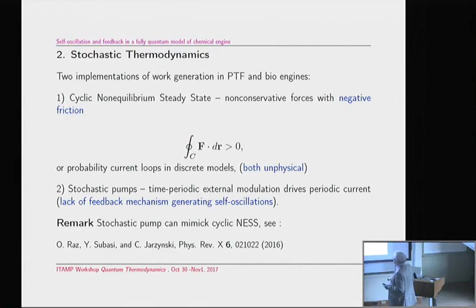There is another approach based on stochastic pumps. So driving of the current in a closed loop is due to periodic perturbation. This is much closer to the idea I would like to present, but what is still lacking in this approach is this feedback mechanism which generates this oscillation. These oscillations are put in from outside somehow. What is interesting is that essentially these two approaches are mathematically equivalent. When you average over this periodic modulation, then you can get the same result as for cyclic non-equilibrium steady state. So this is a paper with Chris as a co-author which explains this equivalence.